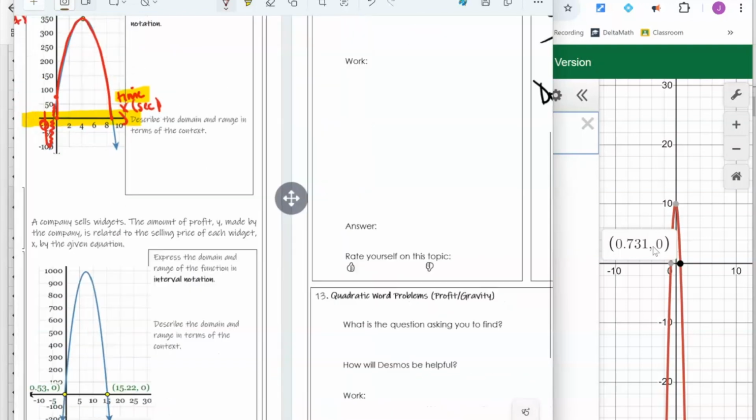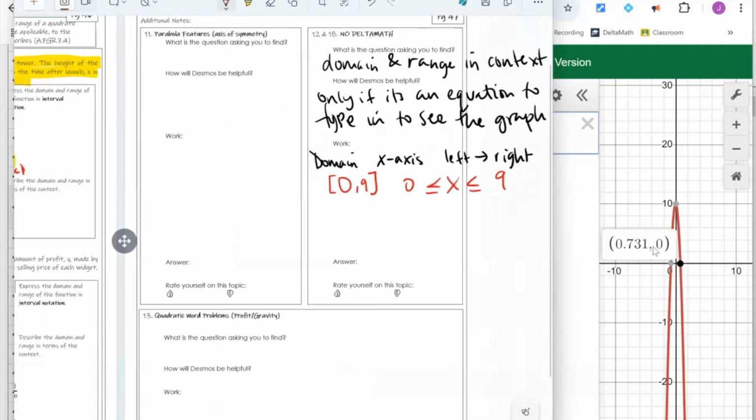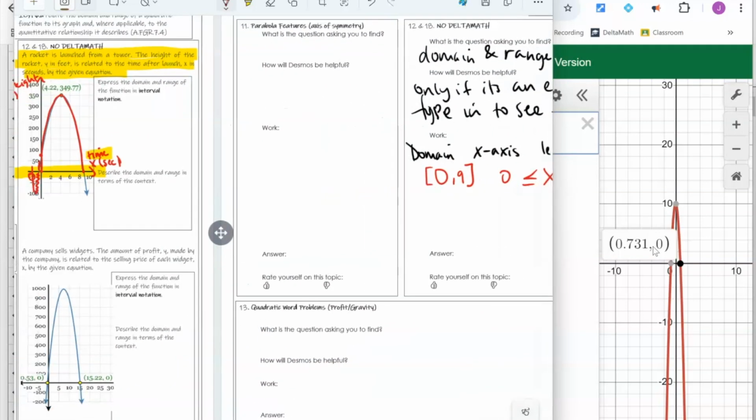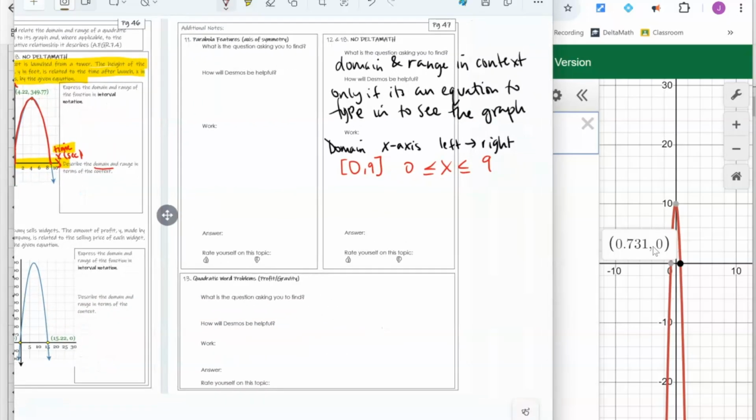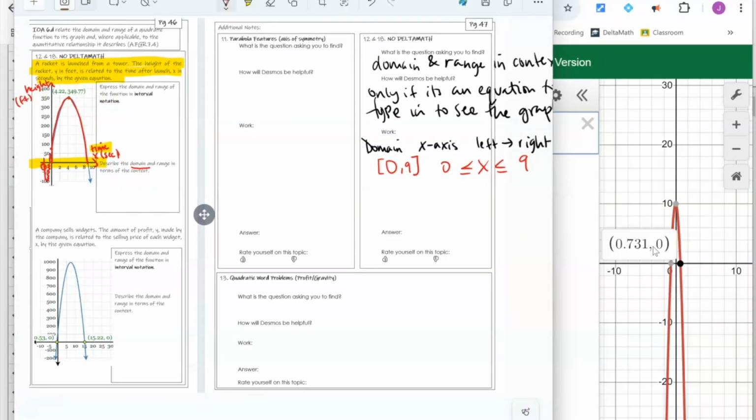All right, now that you've done that, let's just talk about this since it's fresh in your head. Describe what domain means in the context of this problem. So I go from 0 to 9 seconds, but what does that mean? That means the rocket started traveling. The rocket was launched from 0, and then from 0 seconds, it was launched, and then it landed on the ground at 9 seconds. And you're writing some kind of sentence that says that.